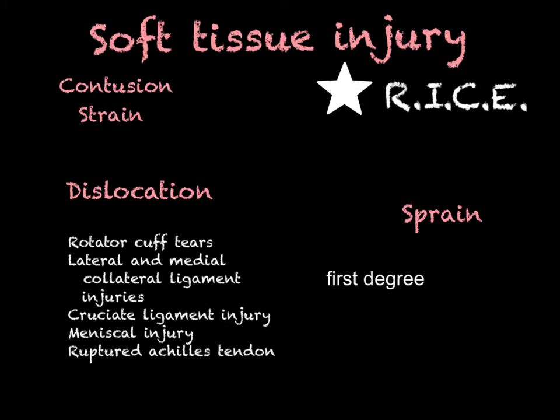A first degree sprain is caused by stretching the ligament fibers, and you have minimal damage. You have some swelling, some tenderness, and some pain when the joint's moved. A second degree sprain is partial tearing of the ligament.